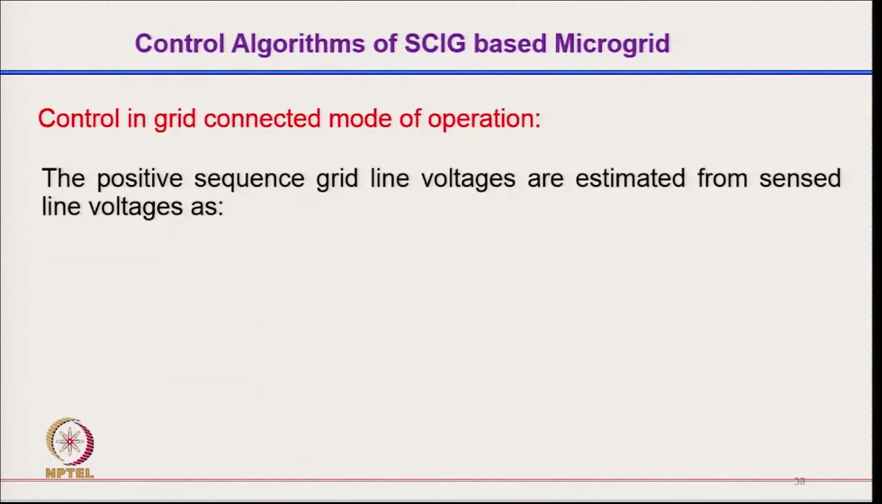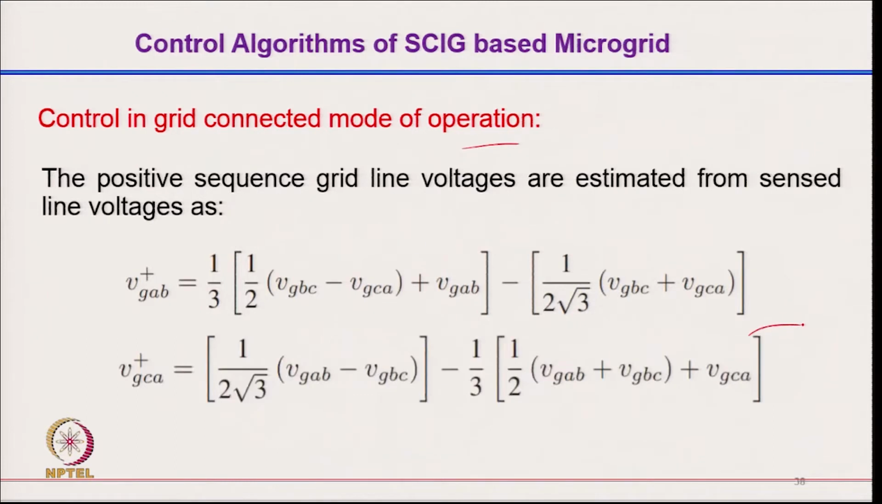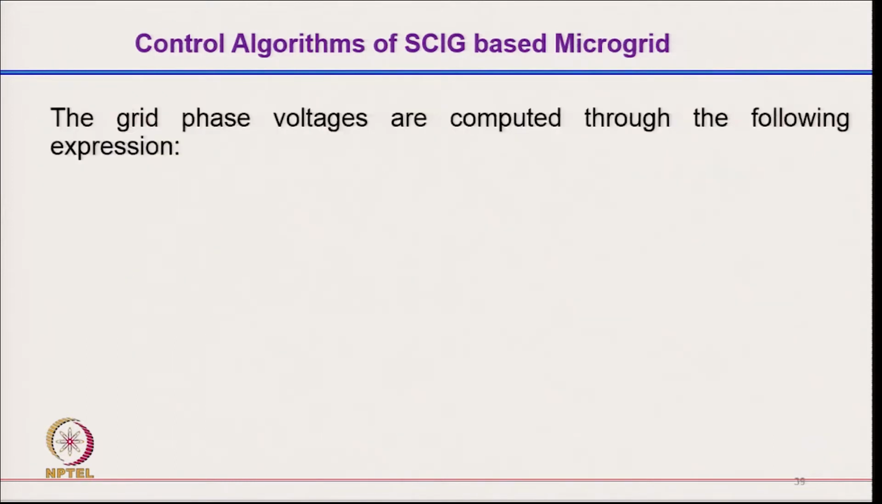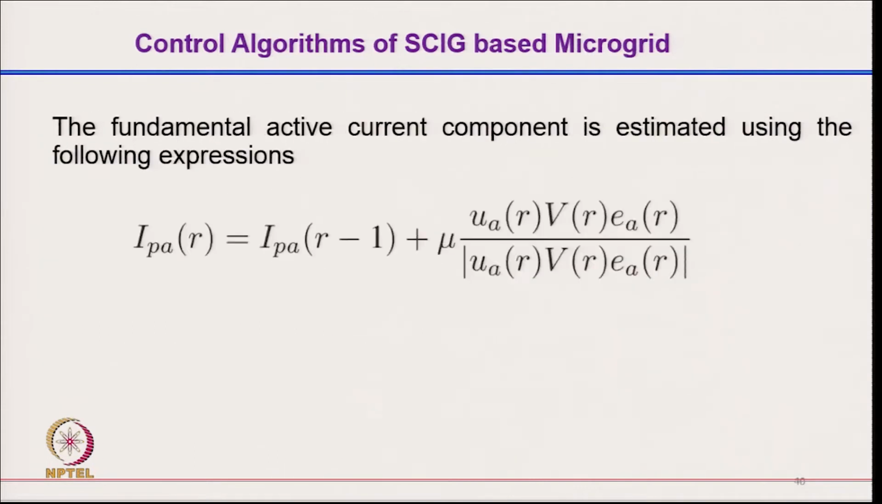So we can call it control of grid mode operation. The positive sequence grid line voltages are estimated from the sensed voltages. From the sensed line voltages we estimate the positive sequence voltage, and from that we get balanced, sinusoidal phase voltages from the line voltages. Then we estimate the template in phase with these phase voltages. And we are able to extract the fundamental current corresponding to the load.